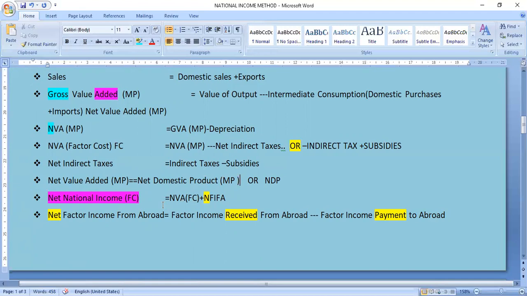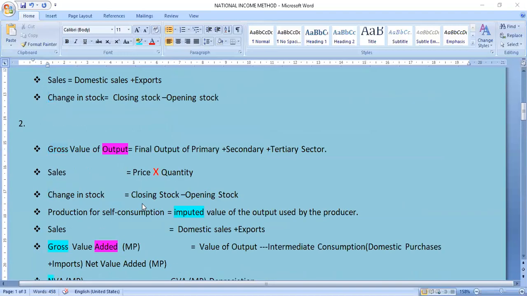Net national income comes after NDP. D is for domestic; domestic is within the country. Now we want to make it national income, so we will include net factor income from abroad. So net value added plus net factor income from abroad. Net factor income from abroad is factor income received from abroad minus factor income payment to abroad. We will include this, so this becomes our net factor income from abroad.